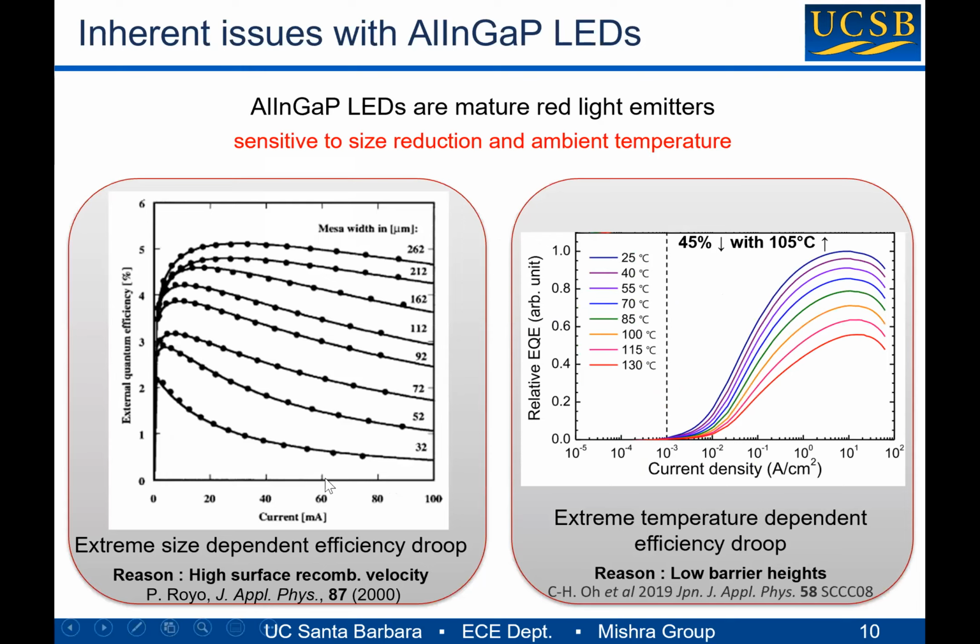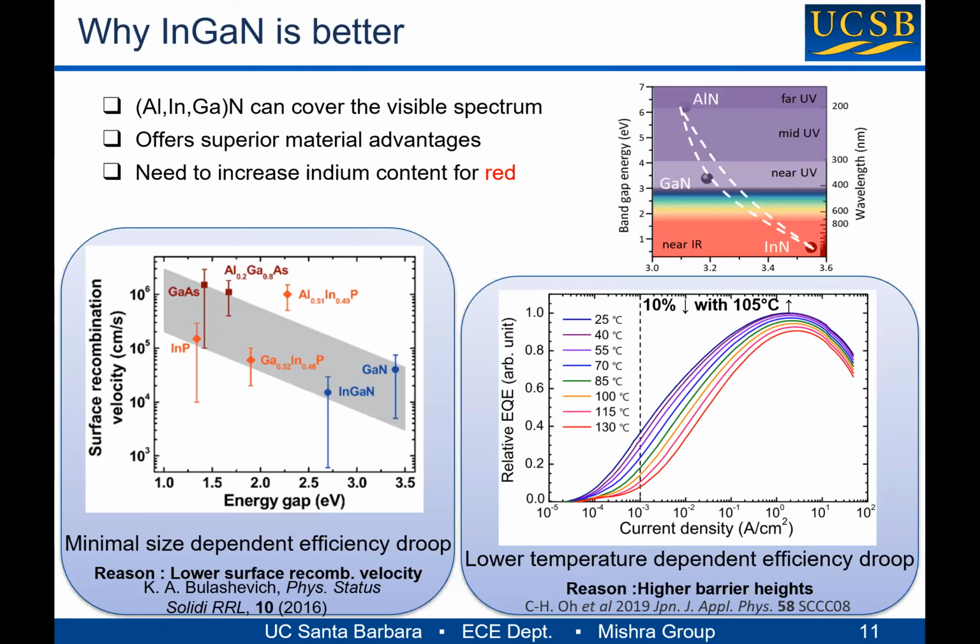Due to high surface recombination velocity, AlInGaP-based micro LEDs suffer a drastic reduction in EQE with size reduction, and also due to their low barrier heights, they suffer from extreme temperature-dependent efficiency droop. Whereas InGaN-based devices have at least an order of magnitude lower surface recombination velocity, and so the size-dependent EQE lowering is expected to be not as drastic. And due to the high barrier heights in the epitaxial structure, the temperature-dependent droop is reduced as well. For these reasons, we wanted to pursue InGaN-based red micro LEDs.